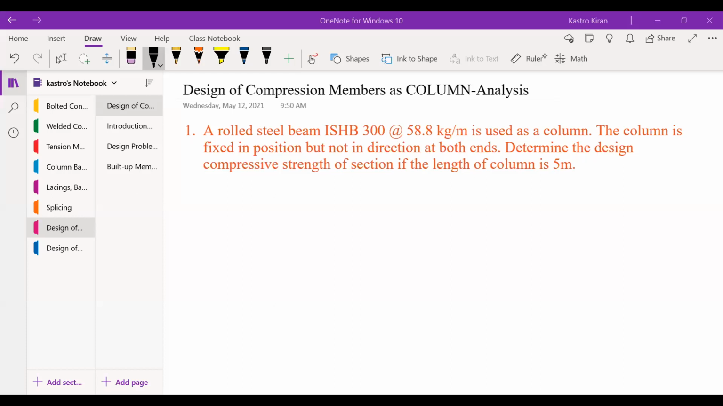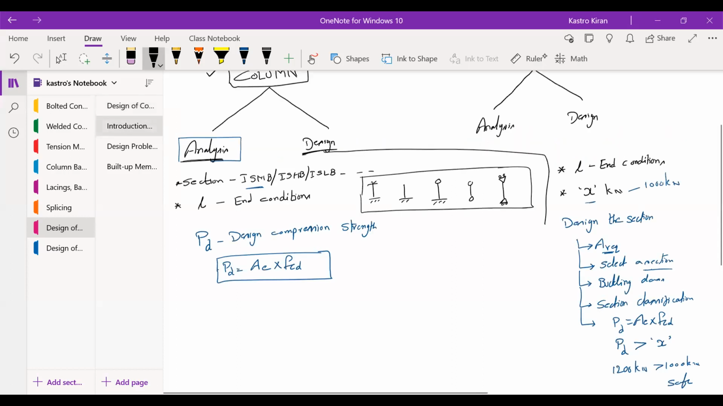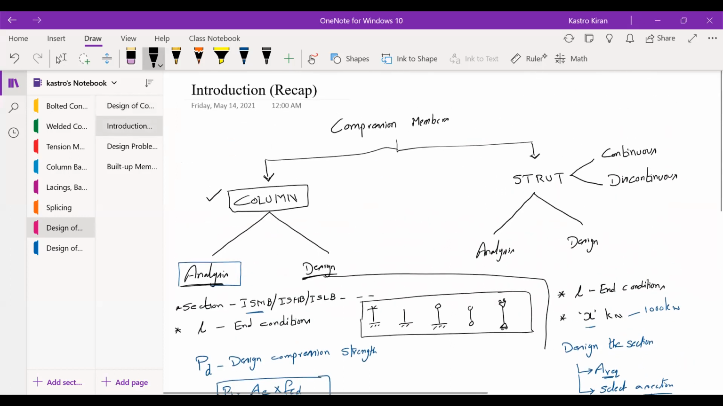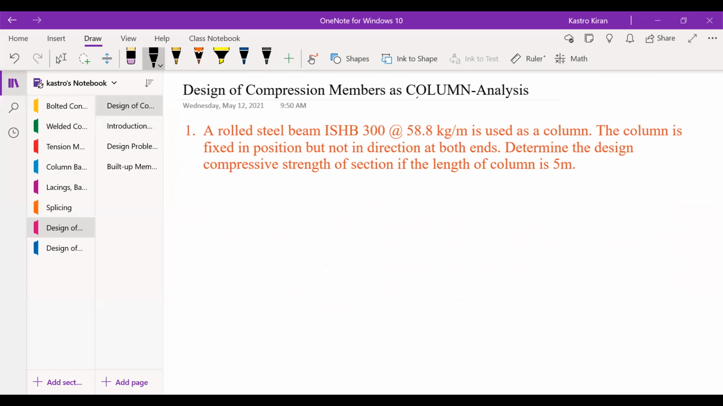So this is the problem which is based on analysis type. It is the design of compression members as column, and you are going to do specifically the analysis model. I have already said that the design of compression members can be done in two ways: one is based on column and the other one is based on strut. In today's class, we are sticking our discussion to column, and especially we are talking about the analysis types of problems. So this is the problem.